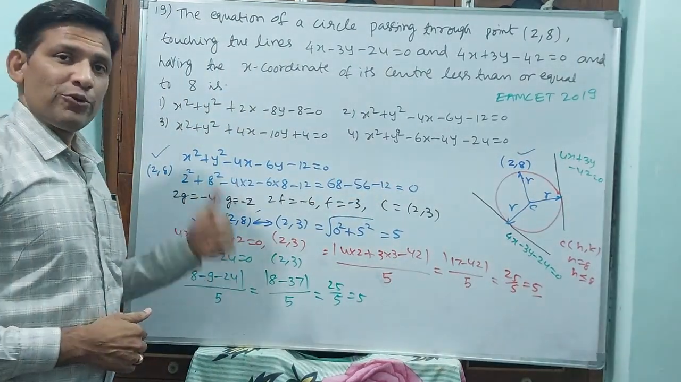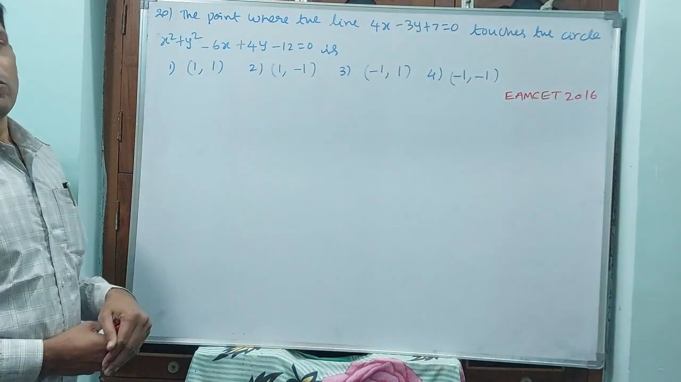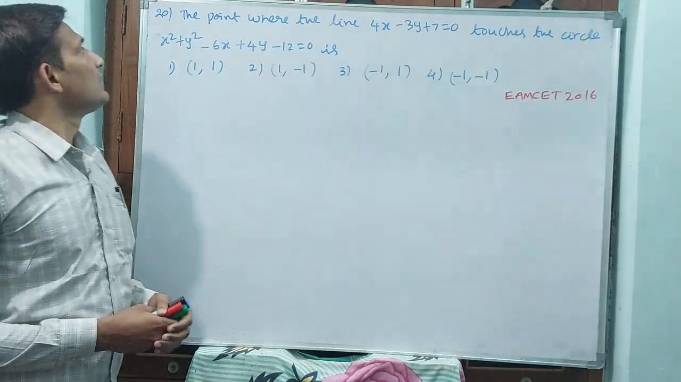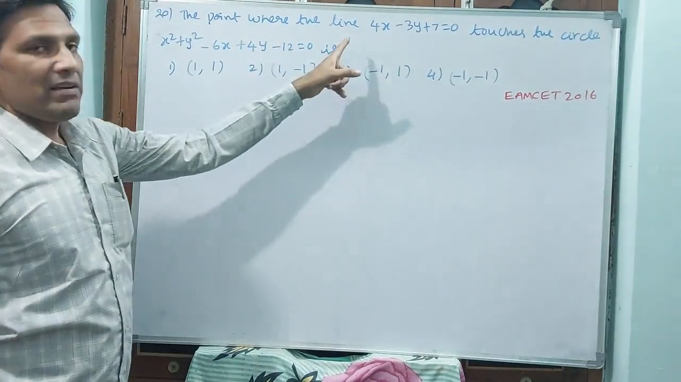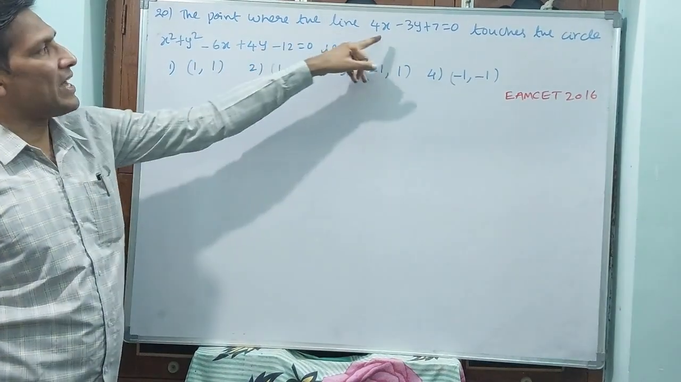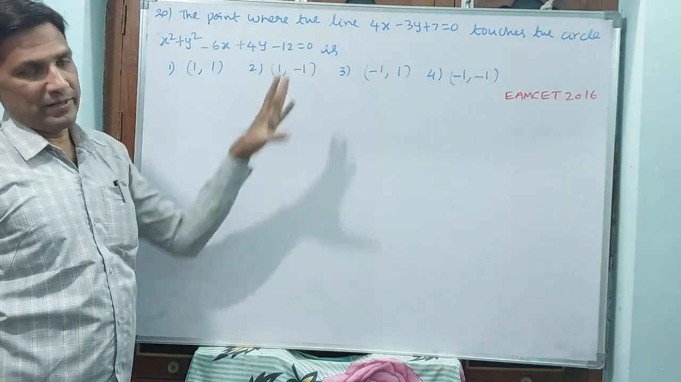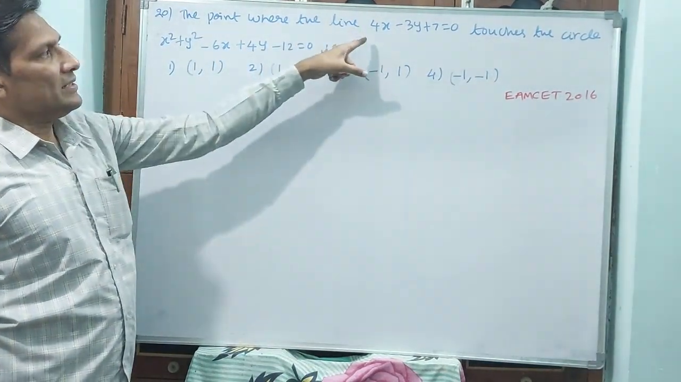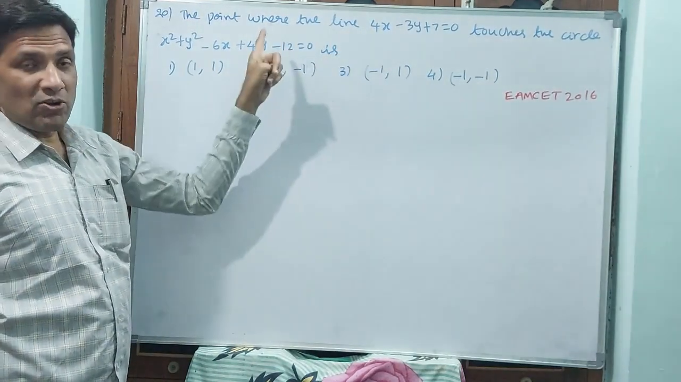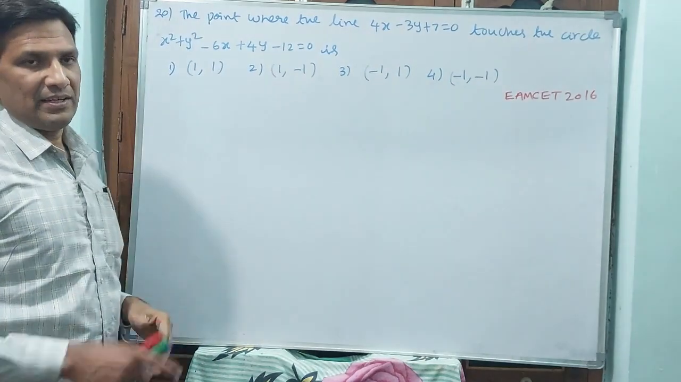Let us go for the 20th question. Okay, see question number 20. EAMCET 2016, they asked this question. The point where the line 4x minus 3y plus 7 equal to 0 touches the circle. See here, line and circle both they have given, and that line touches this circle. That means the line is a tangent to the circle. The point is what they are asking.